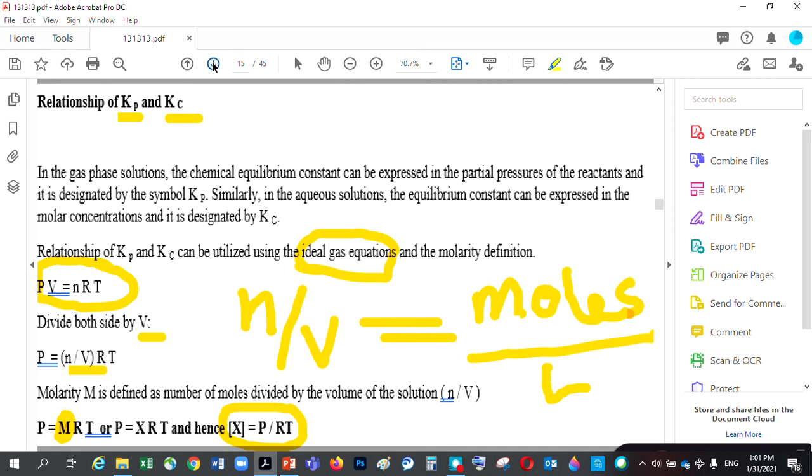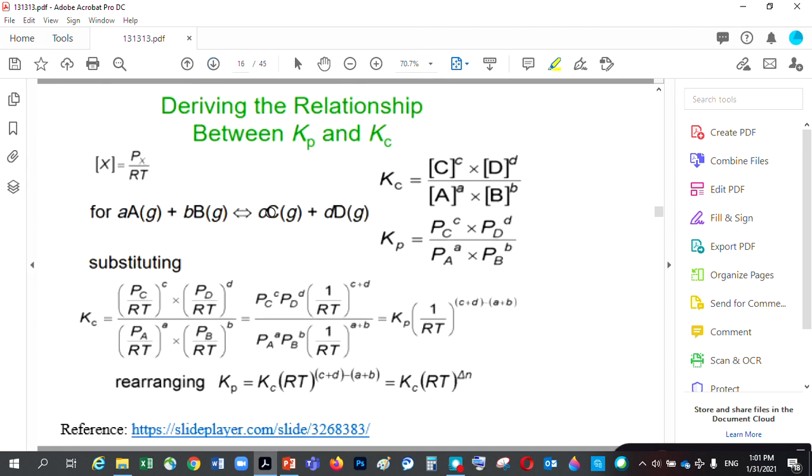So at least do here. Here is showing you the relationship, how to derive Kp to Kc. Now you don't have to go through this, but at least you know how we derive them. The main thing for us is this, especially this: Kp equals Kc (RT) to the power delta n.